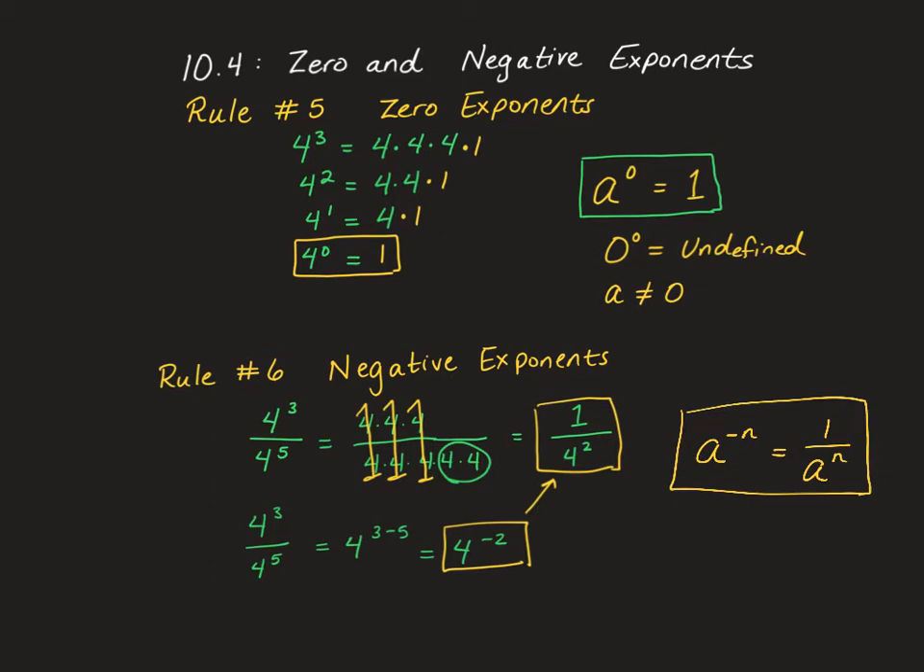Once again, a cannot be 0, just like in the previous one. The reason why a cannot be 0 is because if we had something like 0 to the negative 4, that would become 1 over 0 to the positive 4, which means 1 over 0 times 0 times 0 times 0, which is 0. And of course, you're not allowed to divide by 0. So this ends up not being allowed. So that means that you can't have that number be 0.